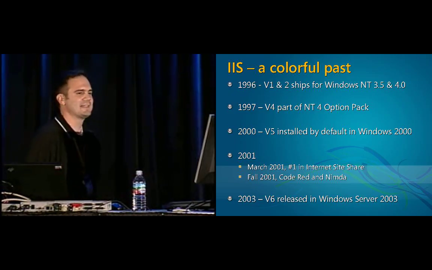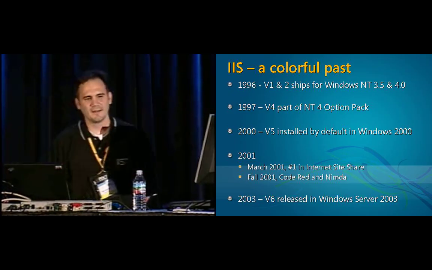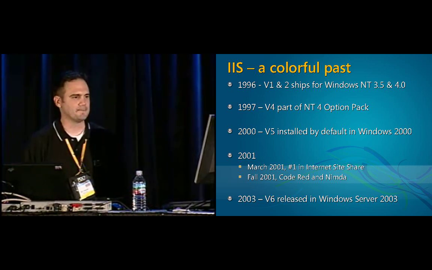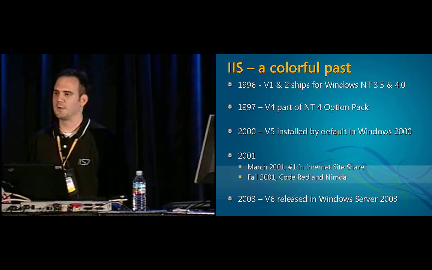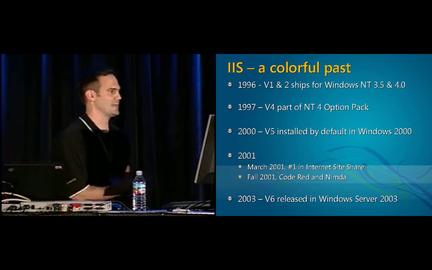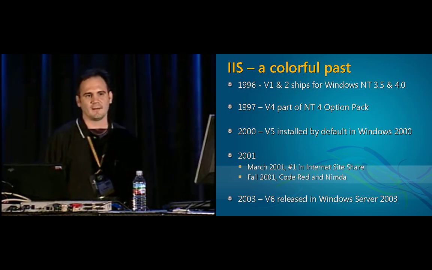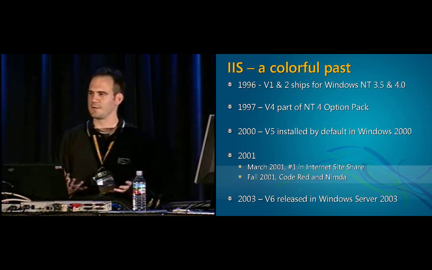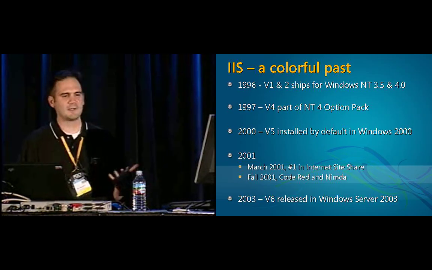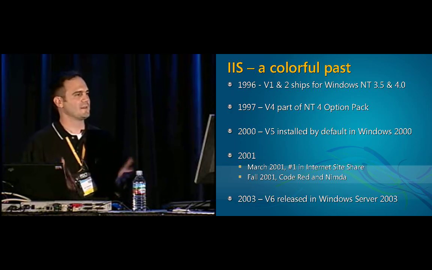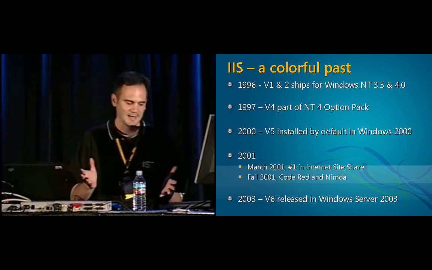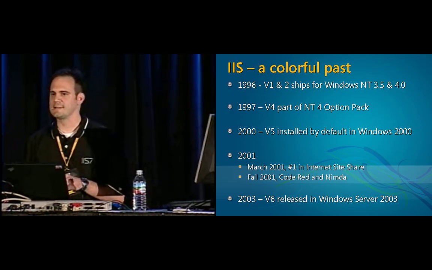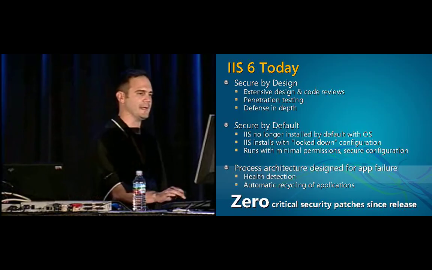It was a devastating thing, both for our customers, in terms of lost productivity and time and money, and also for the IIS team. We responded the best we could. We put together white papers and best practices and tools like the lockdown tool and URL scan to help bolster the security of the released versions of IIS 4 and 5. And then we took a step back and said, what can we do to make sure this never, ever happens again? And 2 years later, we shipped version 6, IIS 6, in Windows 2003.